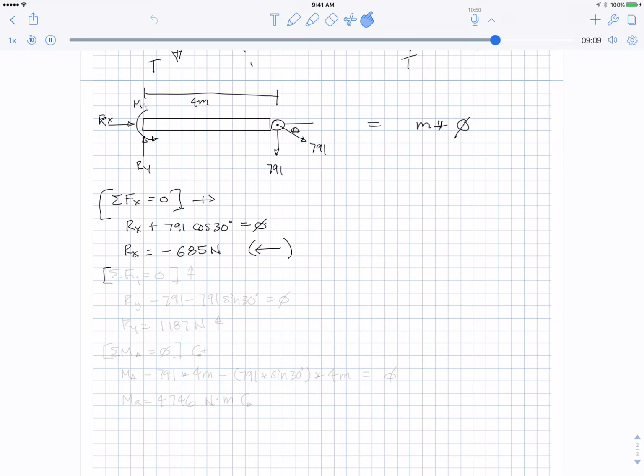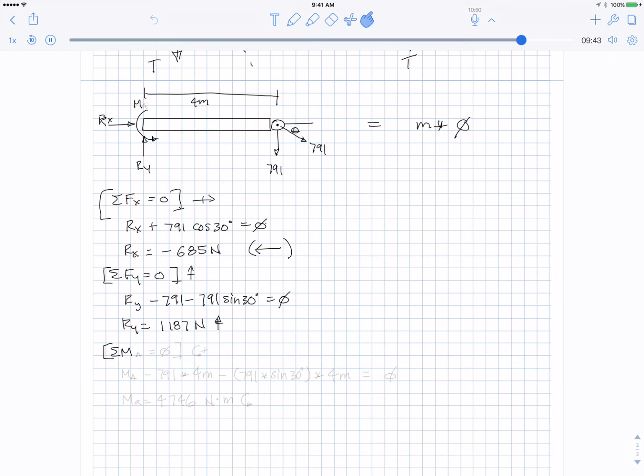Okay, sum Fy equals 0. Up is positive, Ry minus 791 minus 791 sine 30 degrees equals 0. Ry equals 1,187 newtons up.